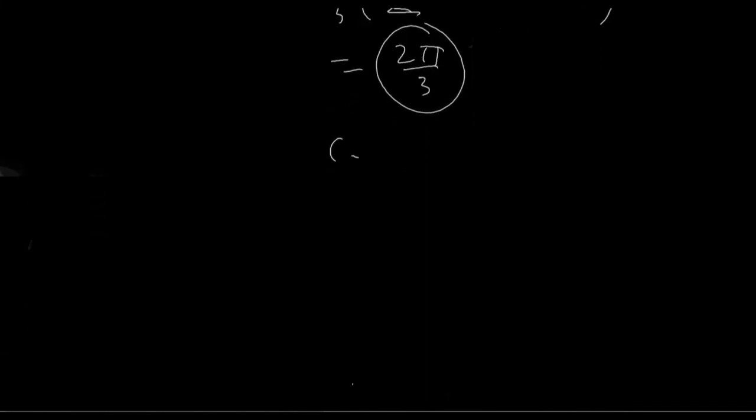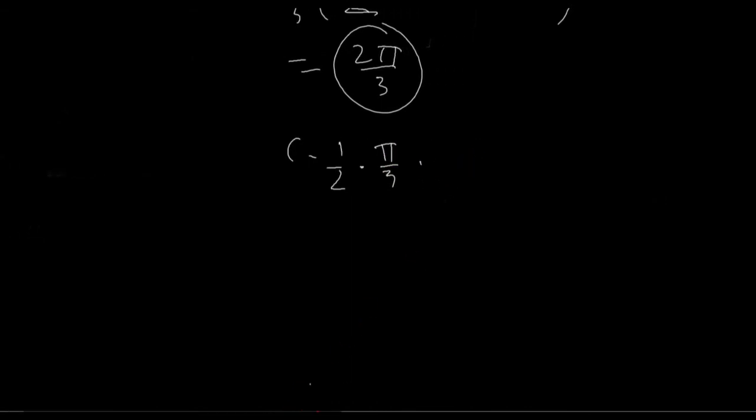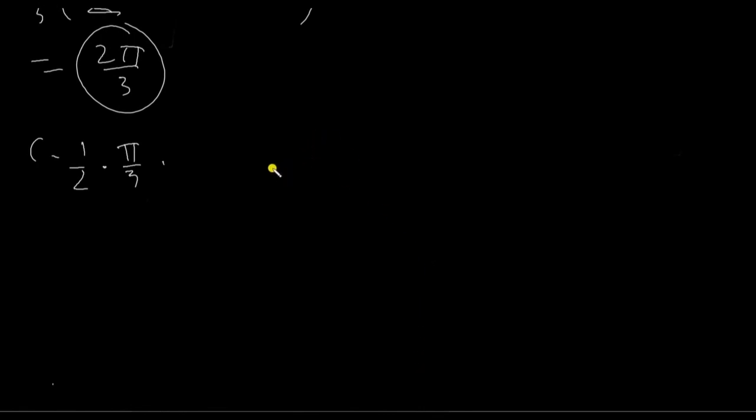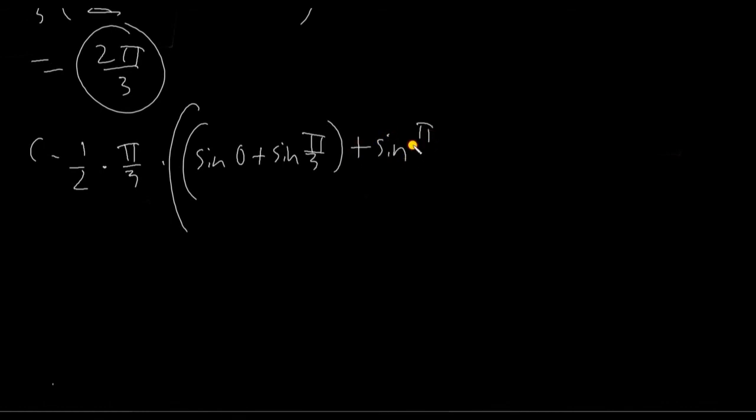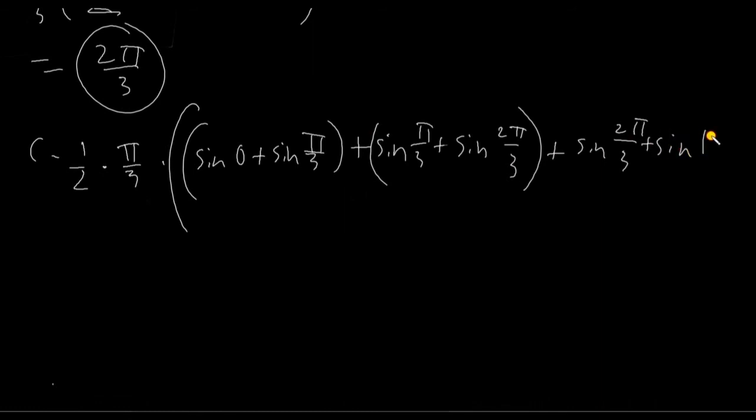So let's see what we can do. That's going to be 1/2 times the base, so pi over 3, times, okay, so for trapezoidal sums, it's going to be sine of the left plus sine of the right, 0 plus pi over 3, and then plus sine of pi over 3 plus sine of 2 pi over 3, and then finally plus sine of 2 pi over 3 plus sine of pi.